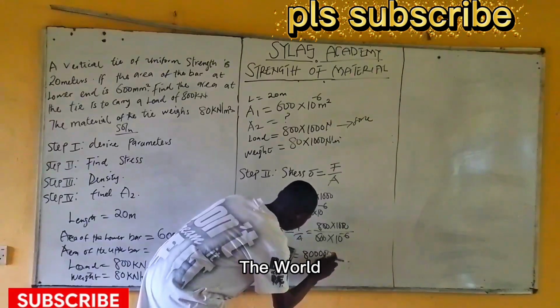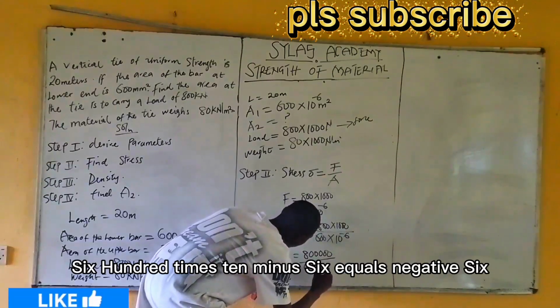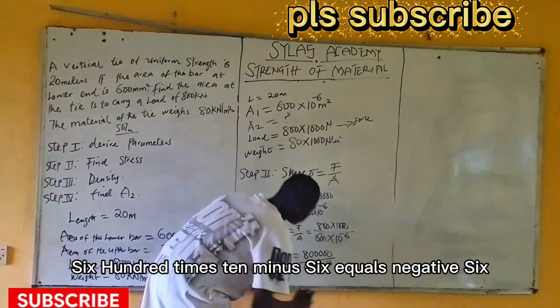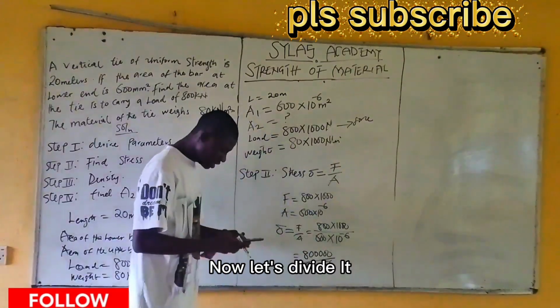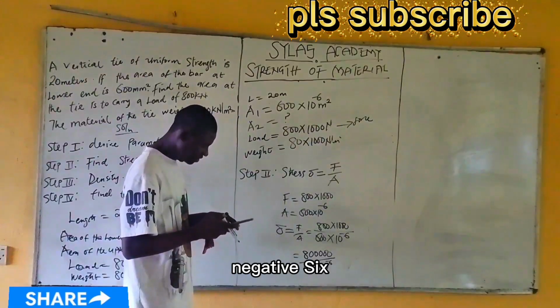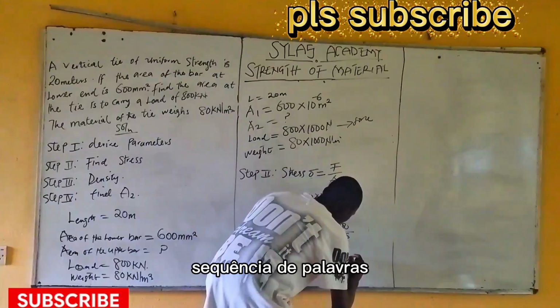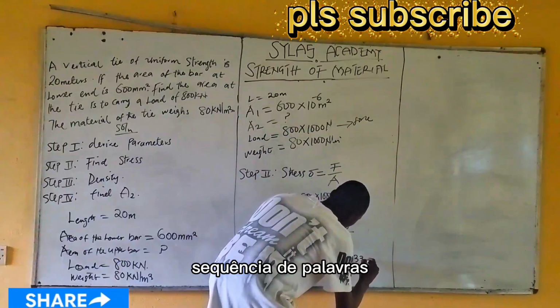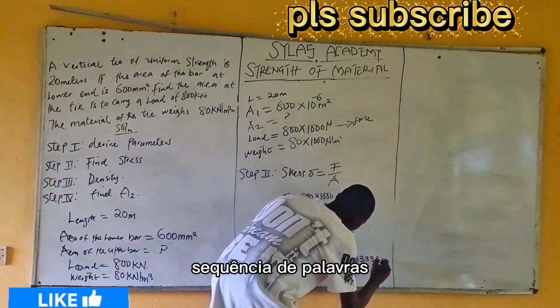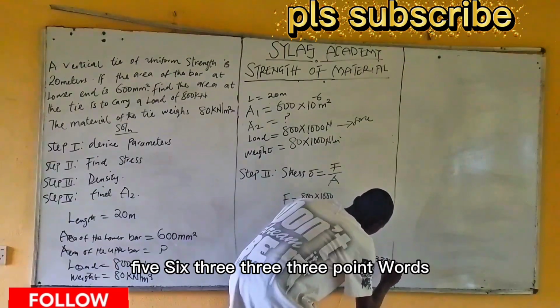800,000, right? 5 all over what? 600 times 10 raised to the power of negative 6. Now, let's divide it. 600 exponential negative 6 is equal to what? 1,333,333.33, so 1333333.33.